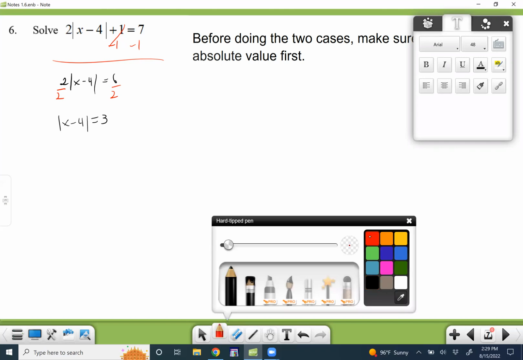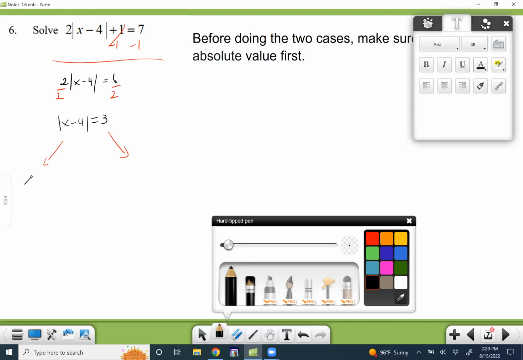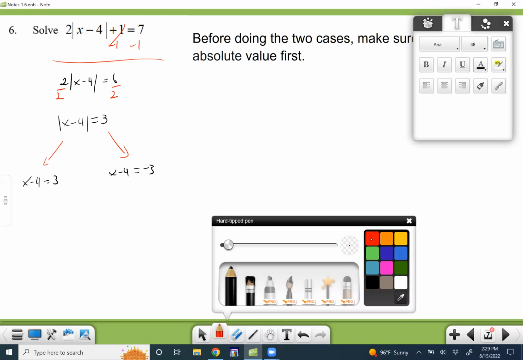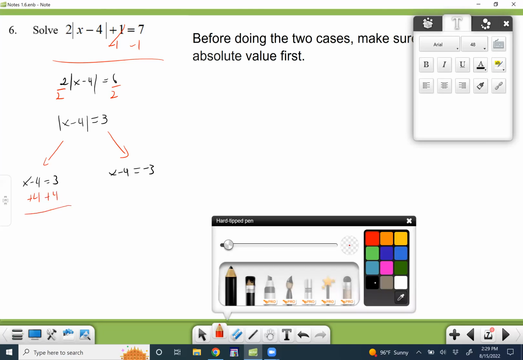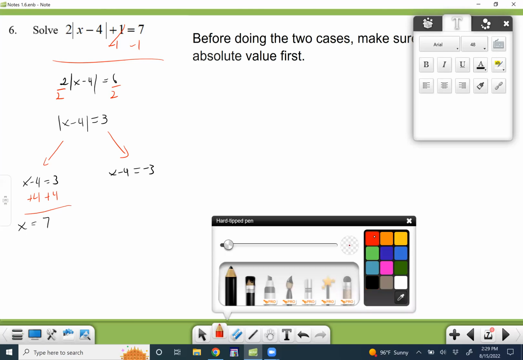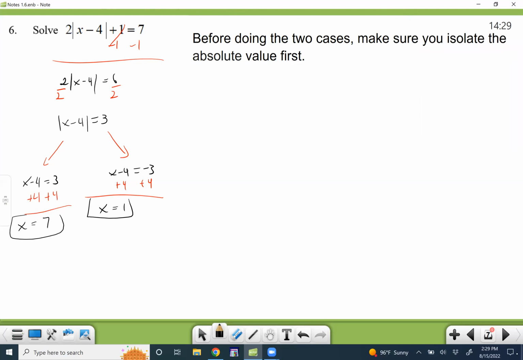All right, so now we're ready to do the two cases, right? So the two cases being the stuff inside the brackets could be 3, or the stuff inside the brackets could be -3, and we'll proceed to solve these equations. So we get 3 plus 4, which is going to be 7. One. Okay. All right, so those will be your two answers, and you could just really quickly check those on your own if you want to.